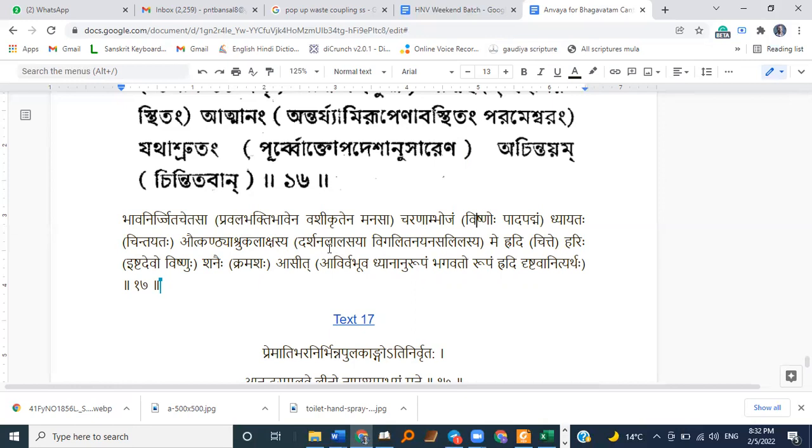He was very eager to have darshan of the Lord. Darshana lalasaya. And because of such lalasa, eagerness, Lord Sri Hari, who is his Ishtadev, gradually, kramashah, appeared, avirbabhuva, in his heart, chitte. So according to his meditation, dhyana, he was able to see the Lord within his heart. Bhagavatah rupam hridi drishtavan iti artha.